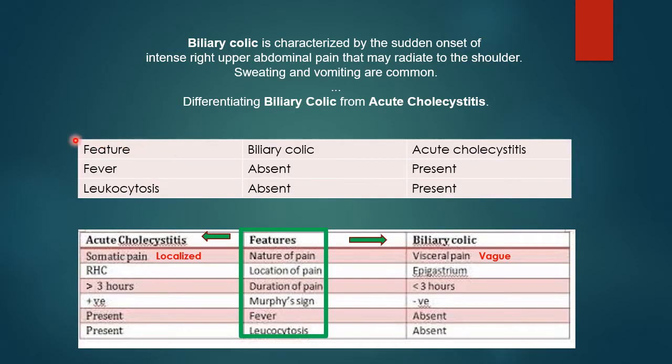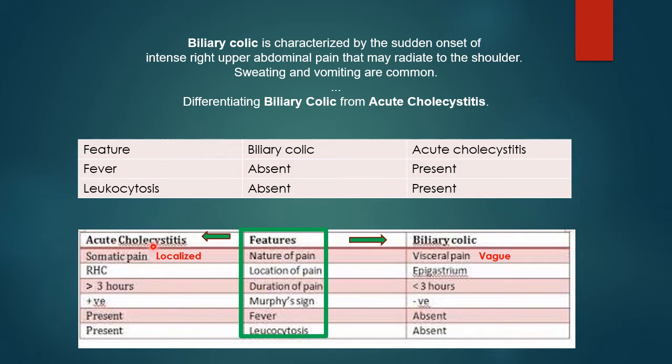Okay, this table again shows you the differences between presenting features between biliary colic and acute cholecystitis. Similarly, initially they all appear the same. There's sudden onset of intense right abdominal pain in the right hypochondrium, radiating to the shoulder, associated with sweating, nausea and vomiting. The features that differentiate biliary colic from acute cholecystitis are the features of acute inflammation, which are absent in biliary colic. Fever and leukocytosis are classically absent in biliary colic but present in acute cholecystitis. So is tachycardia, also a feature of acute cholecystitis, not biliary colic.